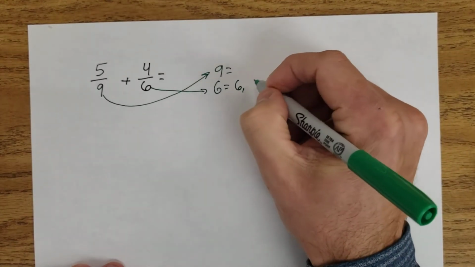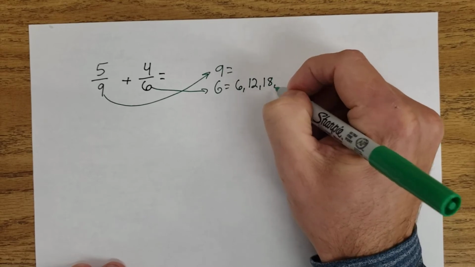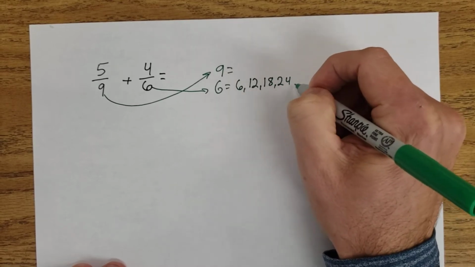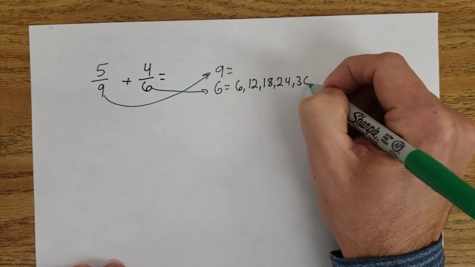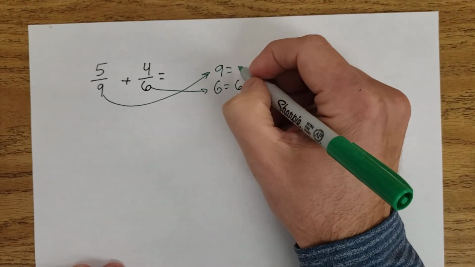6 times 1 is 6. 6 times 2 is 12. 6 times 3 is 18. 6 times 4 is 24. And 6 times 5 is 30. Now I come back and do my bigger number, and I do those one at a time.